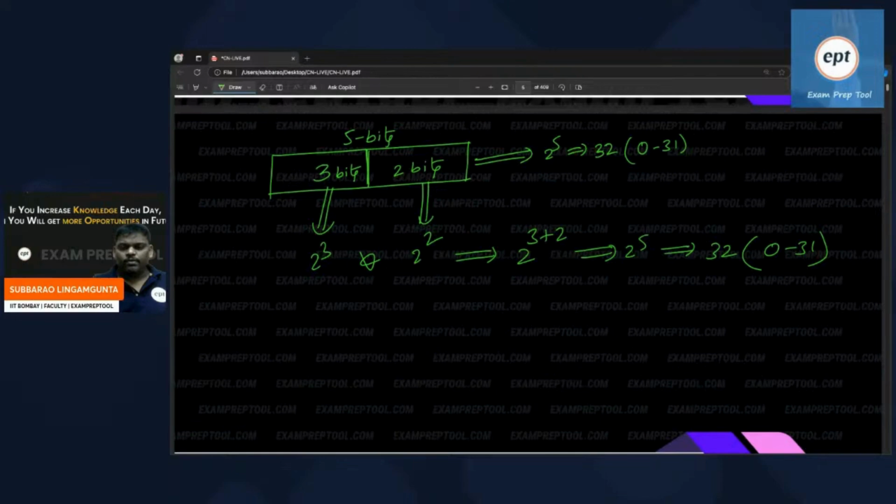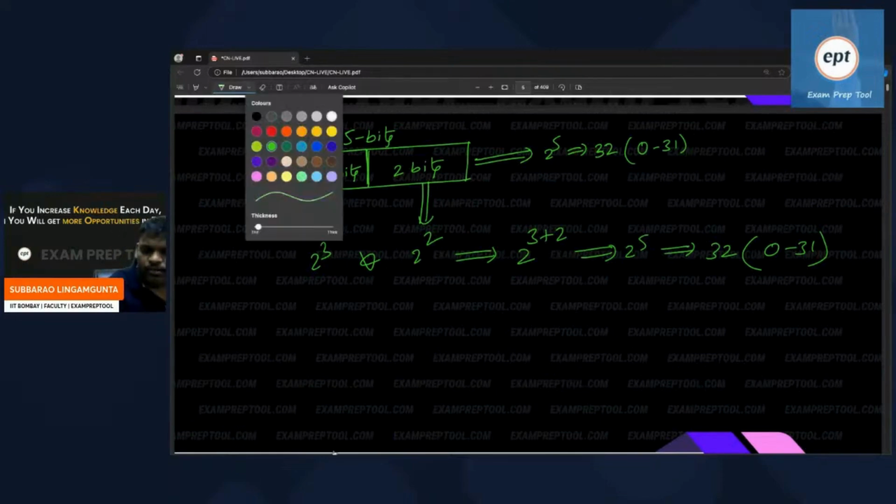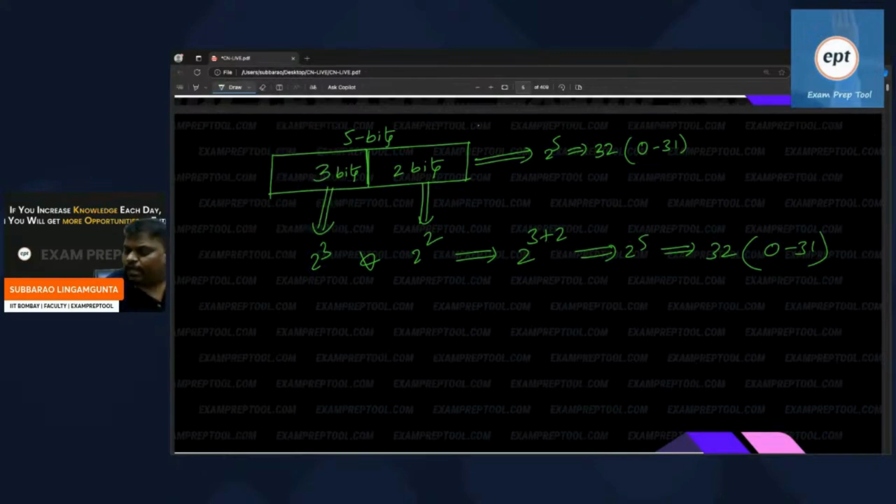You may ask, sir, how? Some people are asking how I can give a guarantee that it will again become 32. If you want, you can check. Fix this part as 000. See the next: 000, 001, 010, 011. This is the fixed part, and this is the variable part.